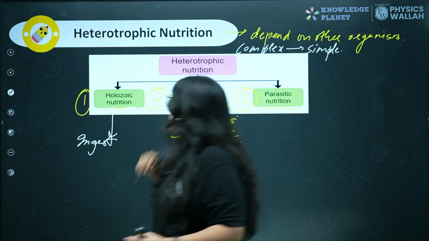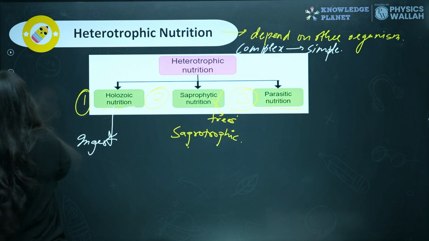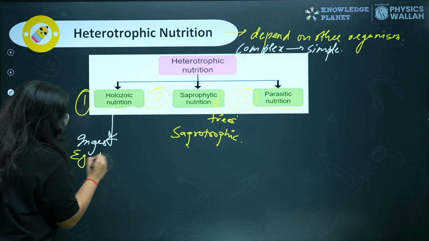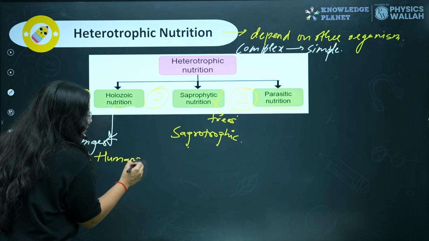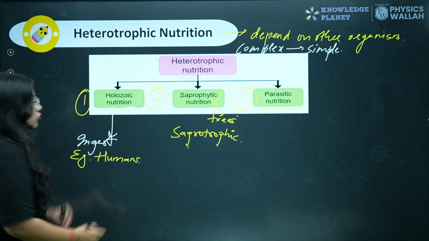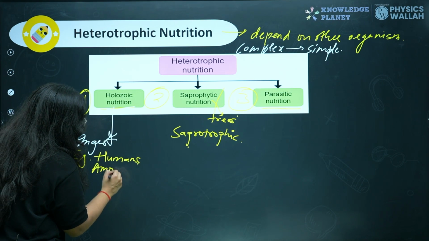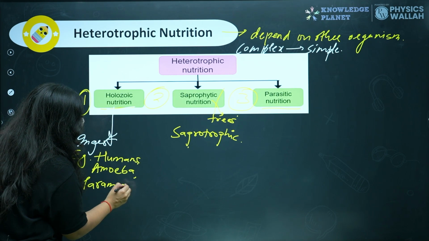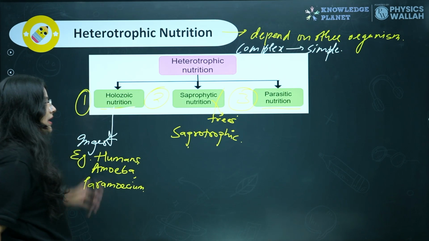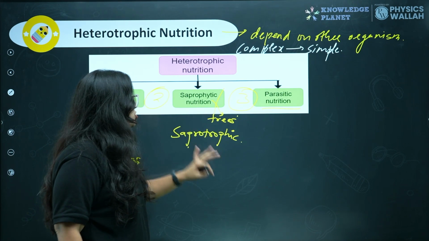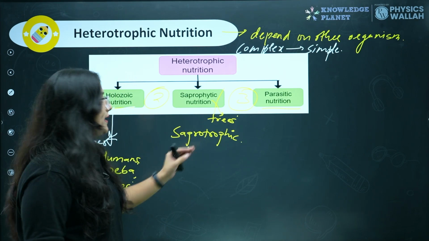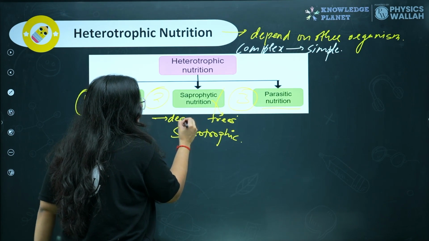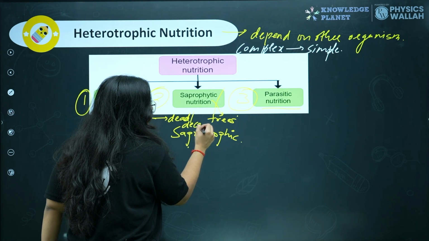Alright, that type of mode of nutrition is known as heterotrophic nutrition. Okay, for example, it happens in humans. Of course, we also ingest our food. This also happens in amoeba and it also occurs in paramecium. Okay, then we have the saprophytic nutrition or saprotrophic nutrition. It means those organisms which obtain their nutrition from the dead or decaying matter.